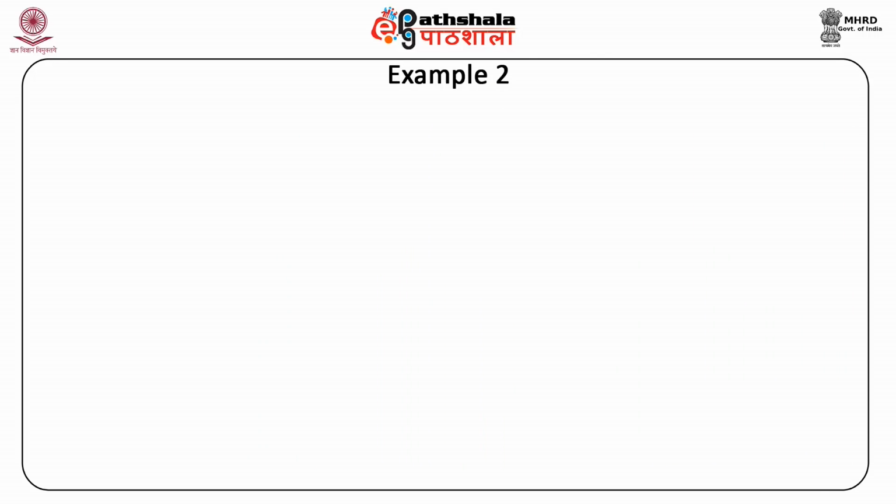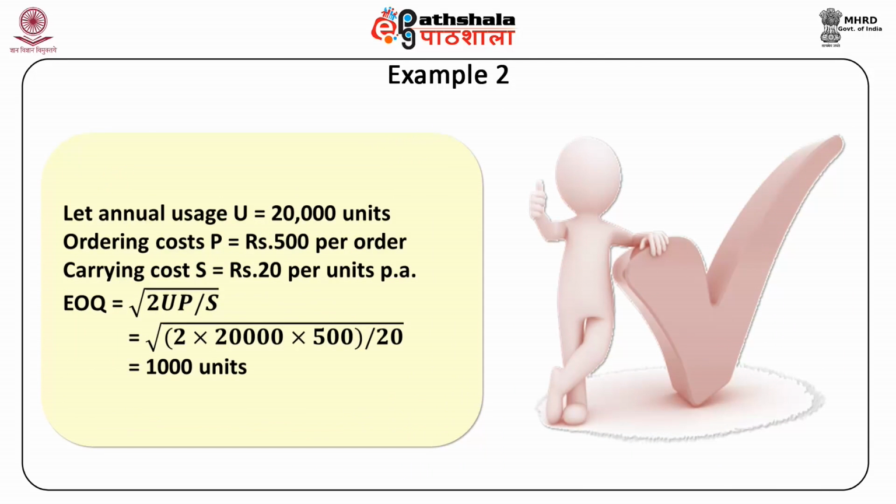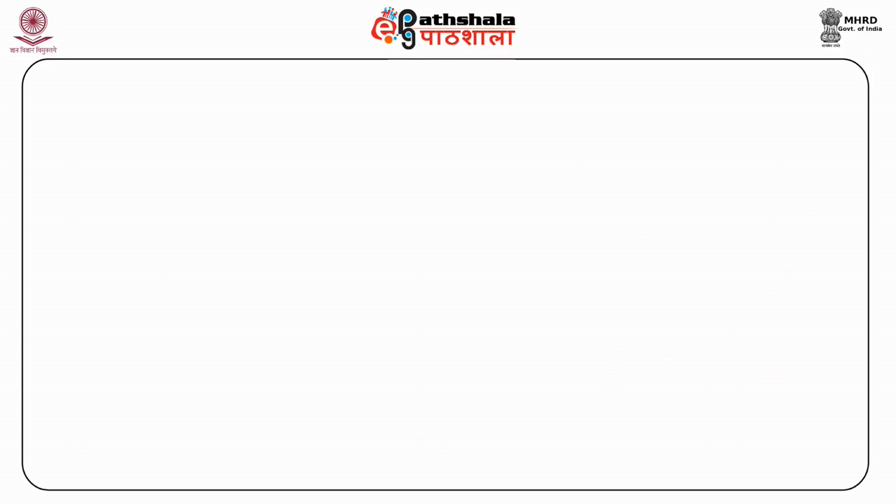Consider this example. Let annual usage U be equal to 20,000 units. Ordering cost P is equal to rupees 500 per order. Carrying cost S is equal to rupees 20 per unit per annum. EOQ is the square root of 2UP upon S, which is 2 into 20,000 into 500 divided by 20, and take the square root of that, which comes to 1000 units.